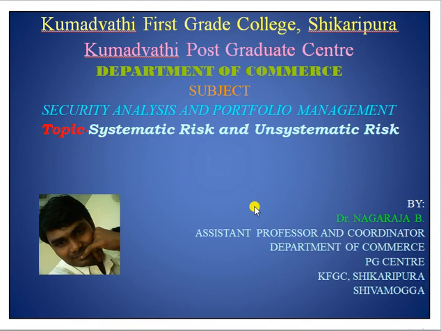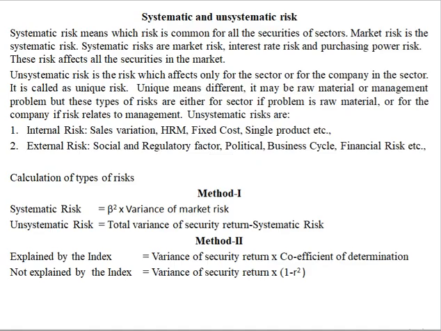This is the fourth class. In this class, I am discussing systematic risk and unsystematic risk. Dear students, capital market risk is divided into two types. One is systematic risk and another one is unsystematic risk. Let me explain the difference between the systematic and unsystematic risk.